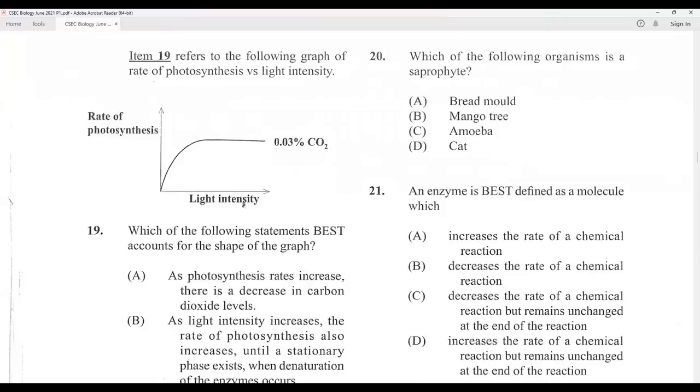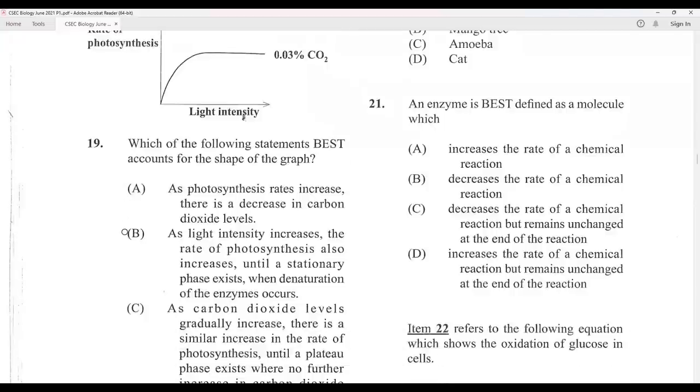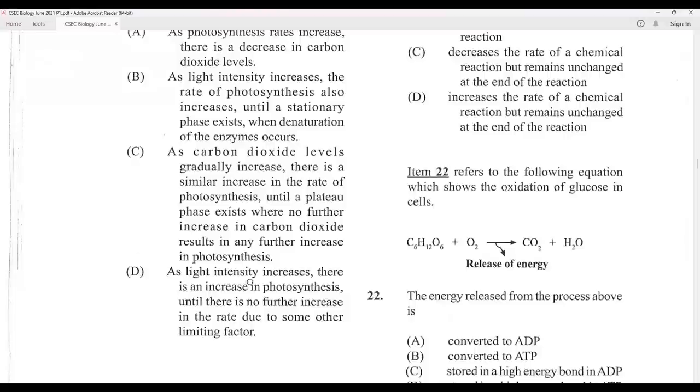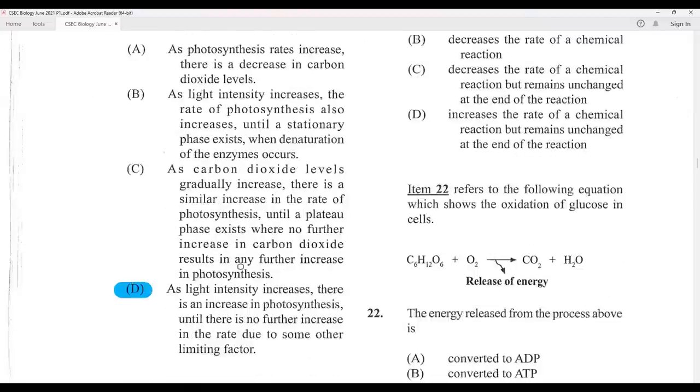Nineteen refers to the following graph of a rate of photosynthesis versus light intensity. Which of the following statements best accounts for the shape of the graph? And if you read all the answers, and you would have to read all the answers to get to this one, D, as light intensity increases, there is an increase in photosynthesis until there is no further increase in the rate due to some other limiting factor. So we see light intensity increasing. The rate was going up until it could go up no more, and it went across, it plateaued because some other factor became limiting. All right, so D is the answer.